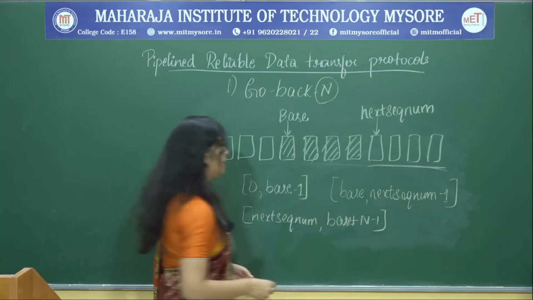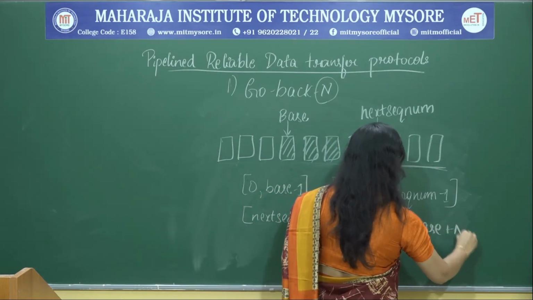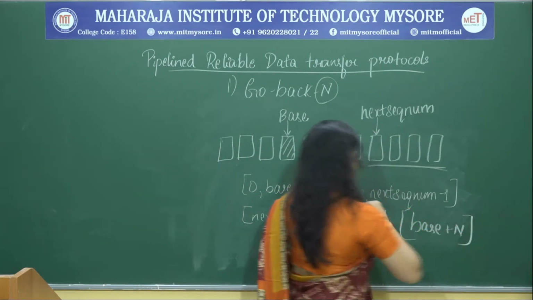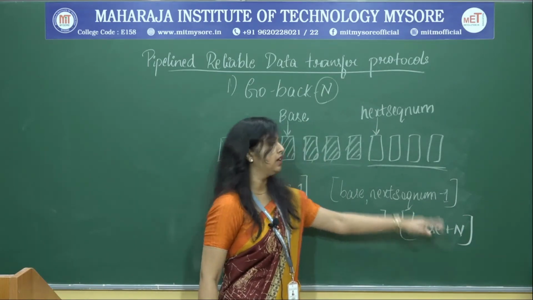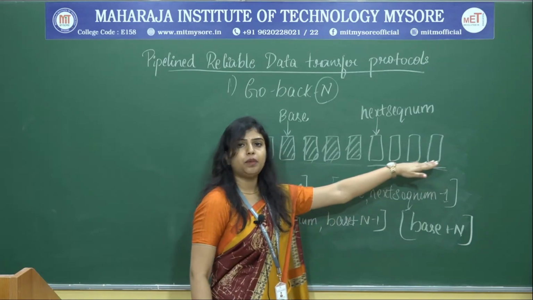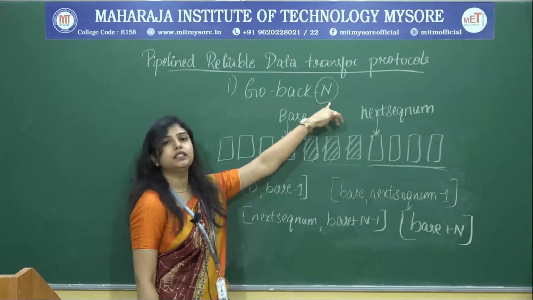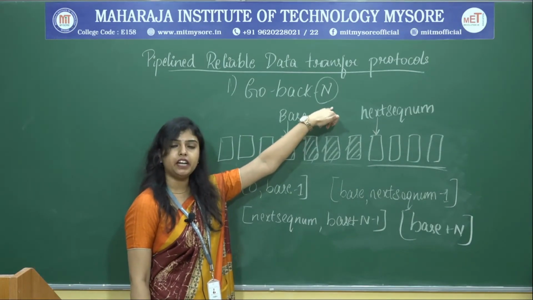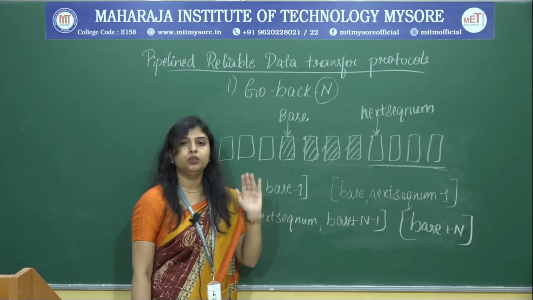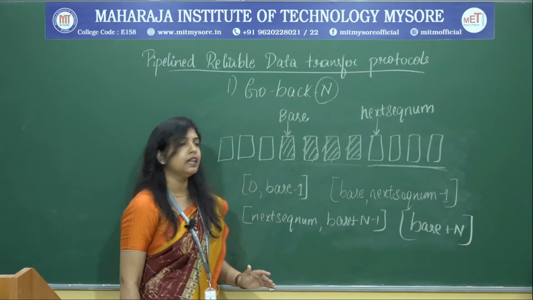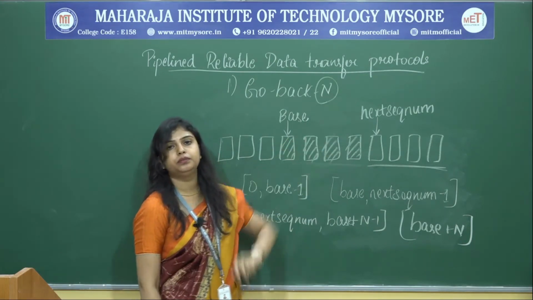The next range, base plus n and above, that means it is greater than these sequence numbers. The packets that are greater than these, that means those greater than the allowable number, should not be sent immediately, as they are greater than the allowable number.